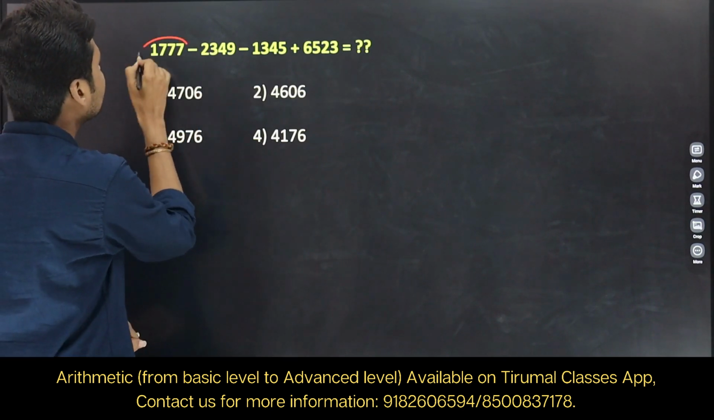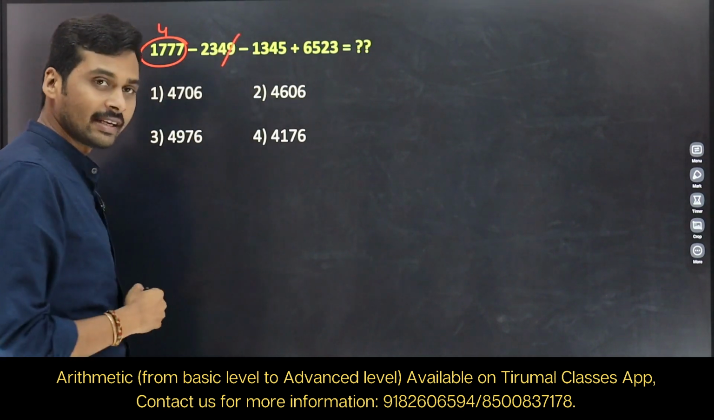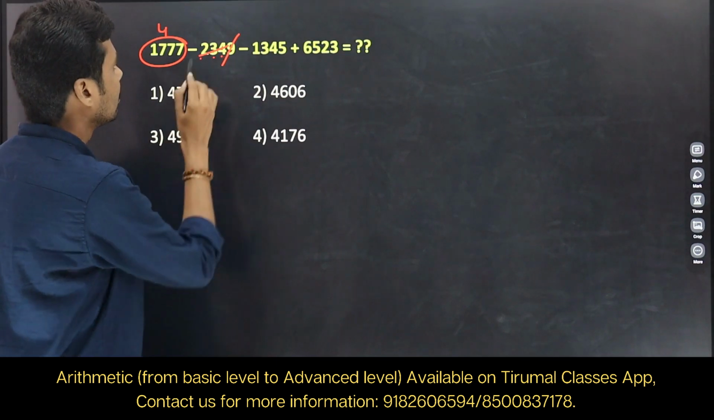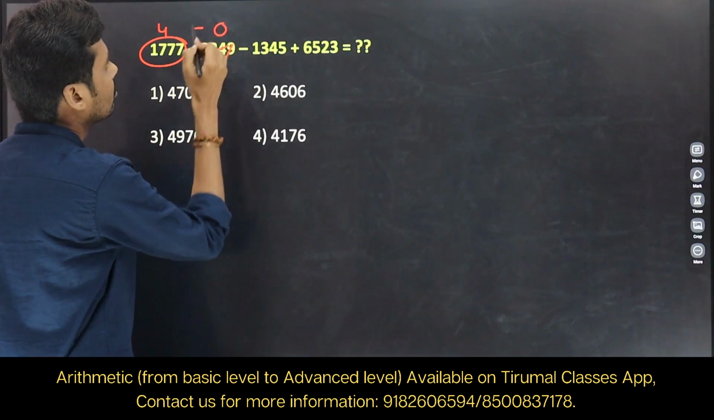So what is the total digit sum of this number? 4, right? Now you take the next number, 2349. 9, cancel. 4 plus 3 plus 2 is what? 9. So I can cancel out 9, which means I am left with nothing. So at this portion I have 0, right?